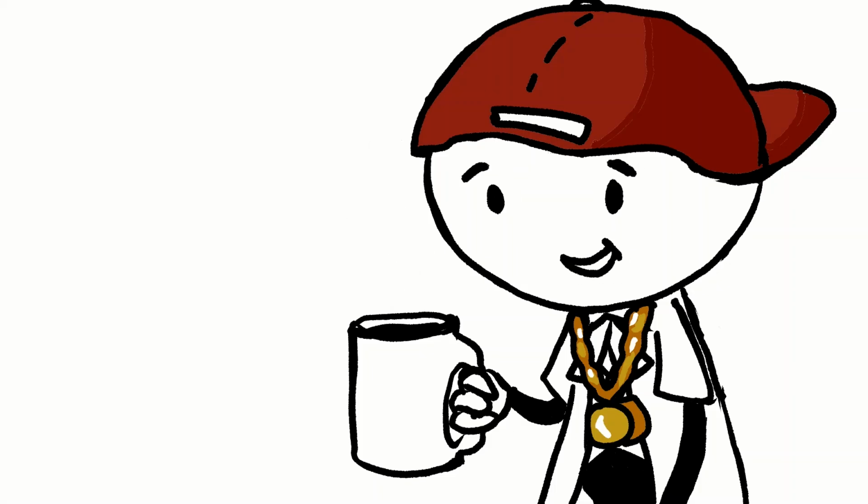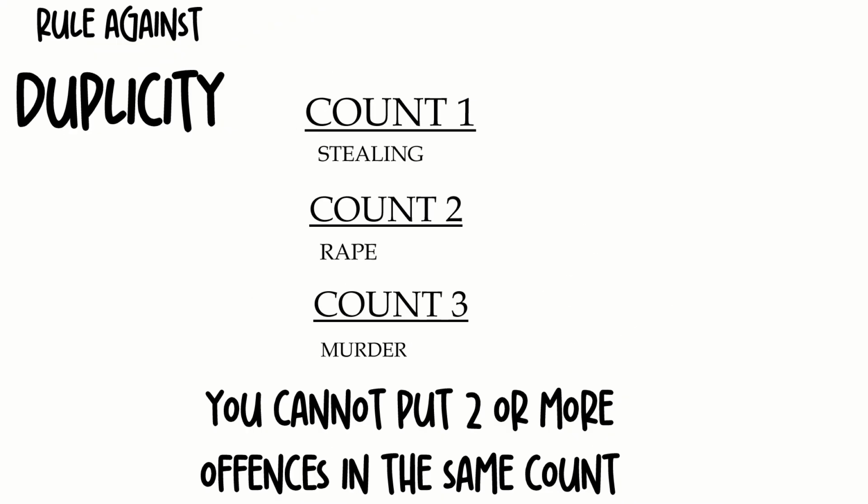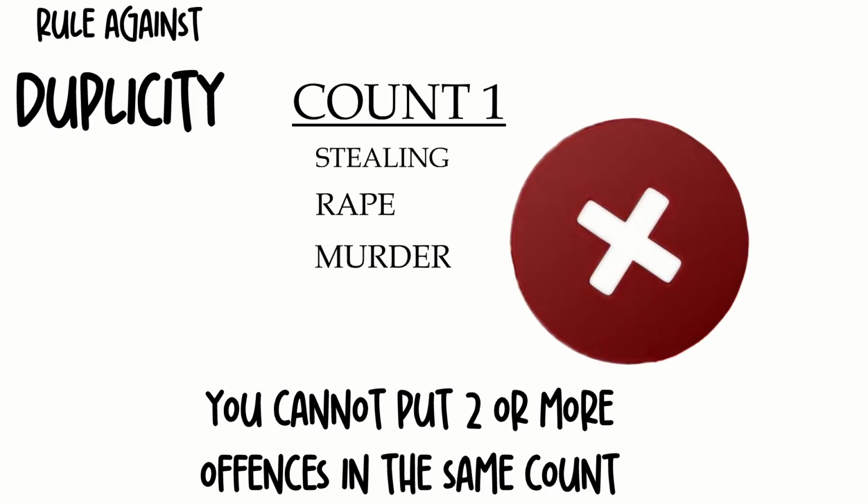Last time we talked about the rule against ambiguity. Now we're going to touch on the rule against duplicity. This rule is a count-based rule, just like the last one, meaning you cannot put two or more offenses in one single count. If you do so, it will be bad for duplicity.